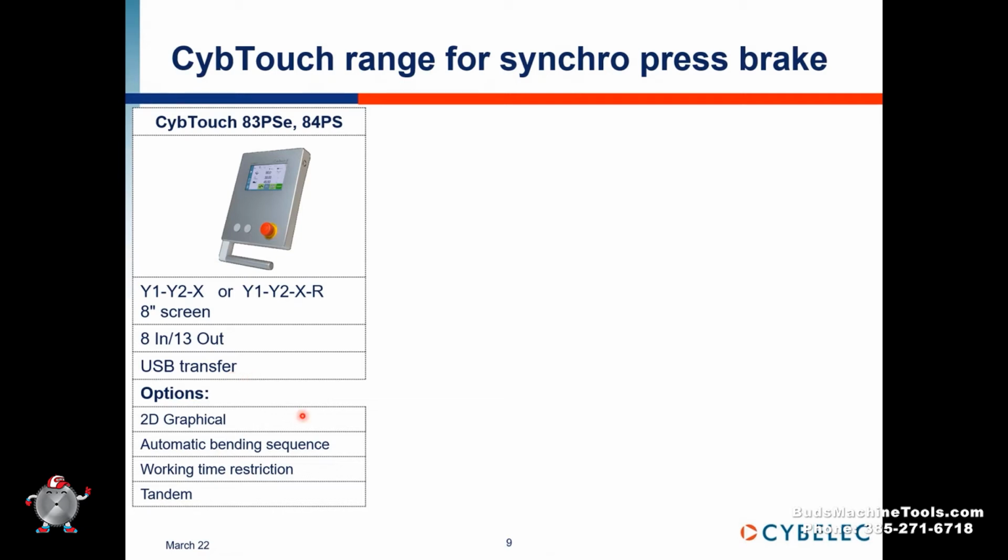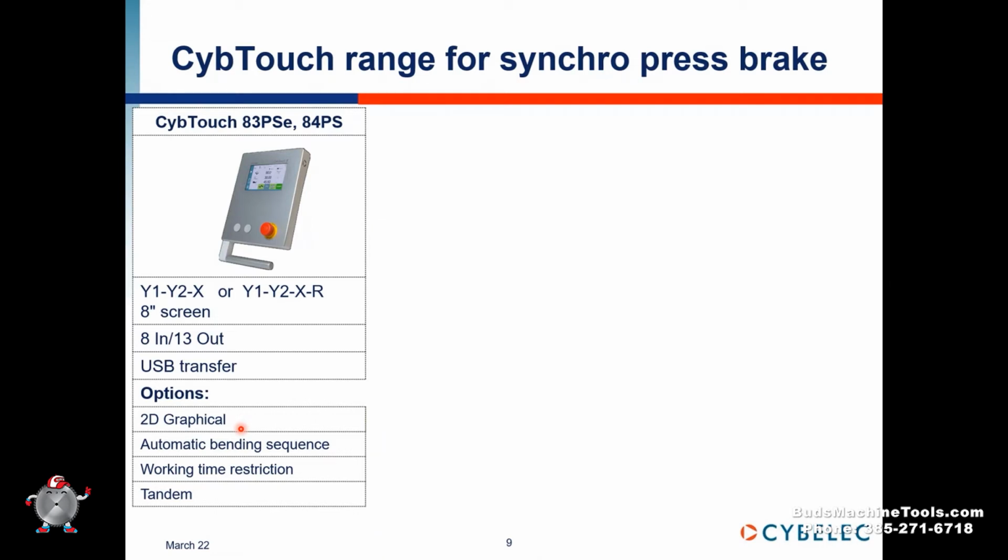Now, with the SIP-Touch 8, we have different options. First of all, will be the 2D graphical. So the standard SIP-Touch, per default, is only numerical programming. We will program an angle, we will program the tooling, we will program the back gauge position, and then press start, all the axes go into position, and we can bend.